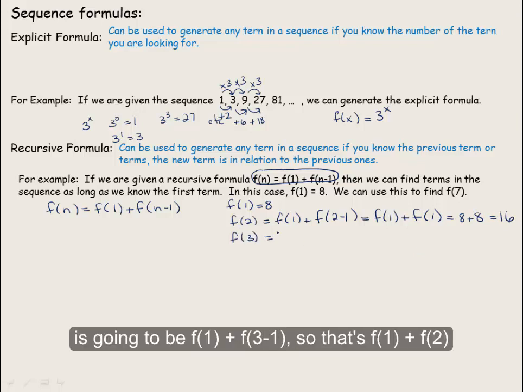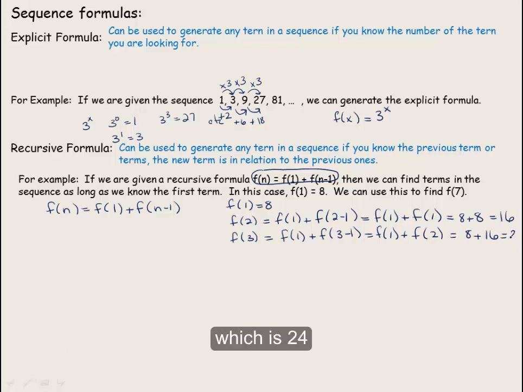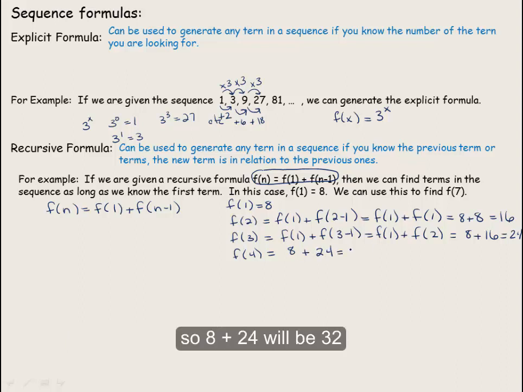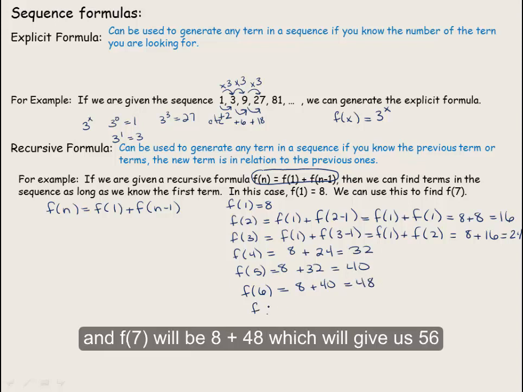F of 3 is going to be f of 1 plus f of 3 minus 1, so that's f of 1 plus f of 2, which is going to give me 8 plus 16, which is 24. F of 4 will be f of 1 plus f of 4 minus 1, which is f of 3, so that's 24. So 8 plus 24 will be 32. F of 5 will be 8 plus 32, which will be 40. F of 6 will be 8 plus 40, so that will be 48. And f of 7 will be 8 plus 48, which will give us 56.